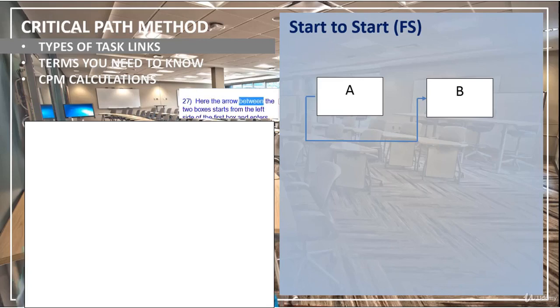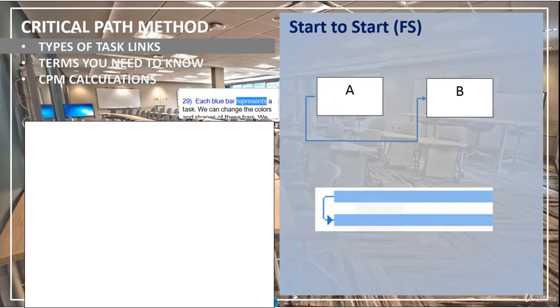Here, the arrow between the two boxes starts from the left side of the first box and enters the left side of the second box. In our coffee example, A is heating the water task and B is preparing the cup task. In Microsoft Project, we will see this type of links like this.